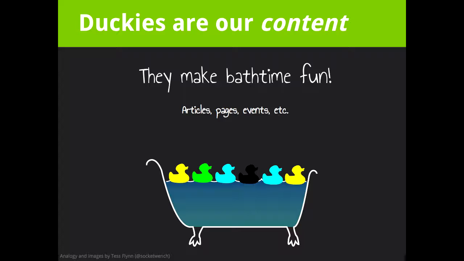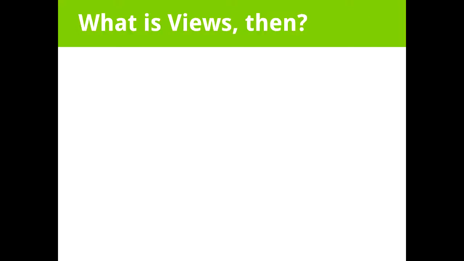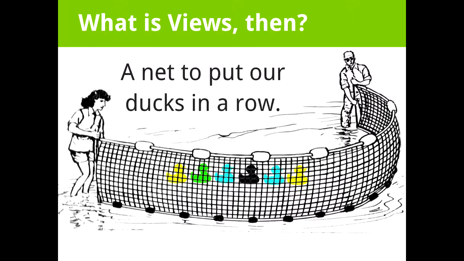We have all these different types of duckies, and duckies come in different flavors. We have different content types. You might have a Star Wars ducky. You might have a Marvel ducky or a Wizard of Oz ducky or whatever. There are all sorts of different things. And what if you're looking for a particular set of duckies to put in the bathtub? Well, this is where views comes in. Views is essentially the net that helps us keep our ducks in a row.